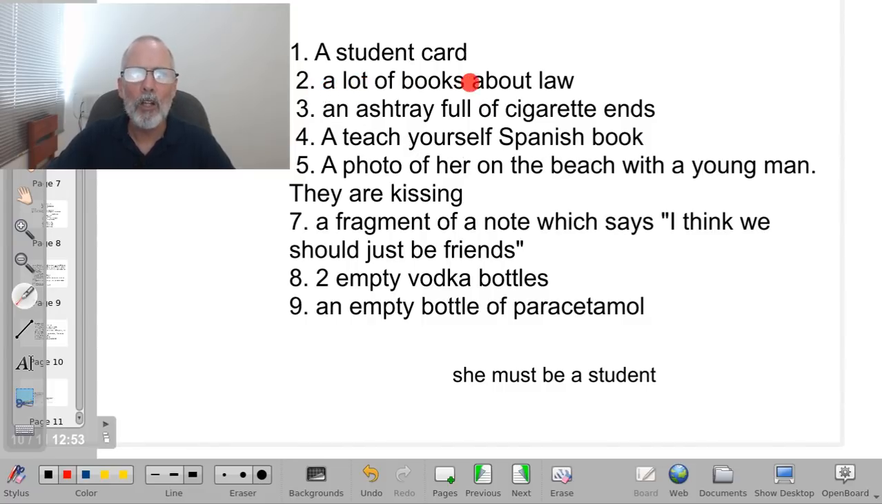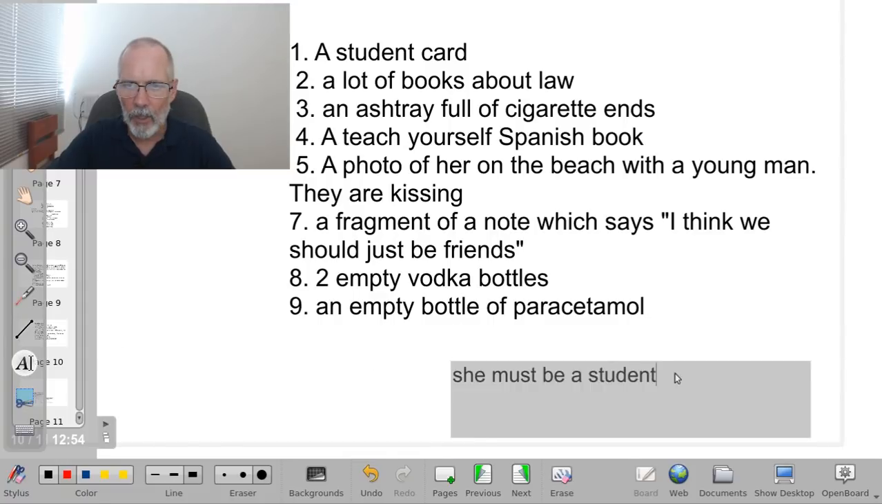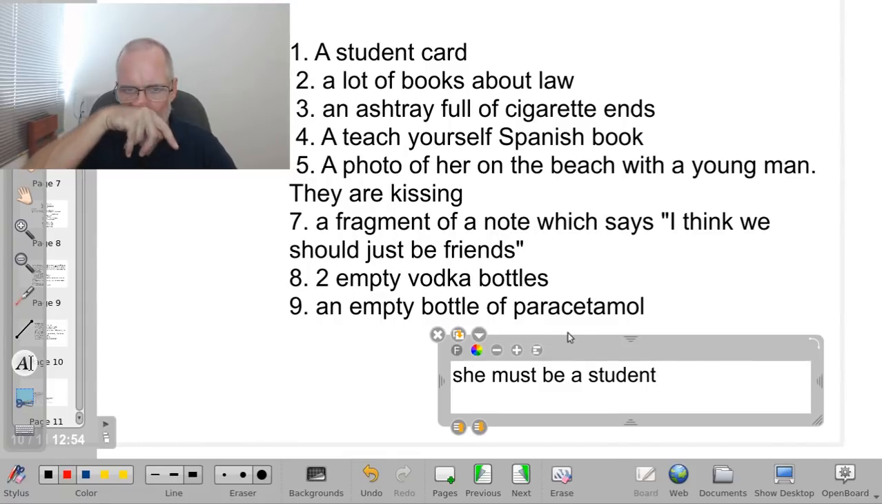She has a lot of books about law. What can we say? She has a lot of books about law. Can anybody make a deduction about that? Why do I think she's a student, or why does she have a lot of books about law? I'm not sure what you mean by why. She has a lot of books about law. She's a student. Make a deduction. She must be a lawyer.